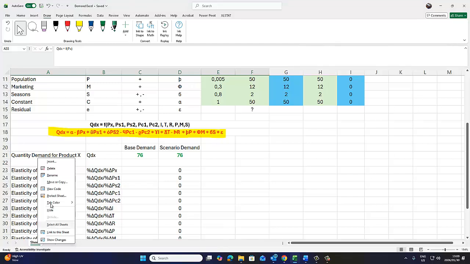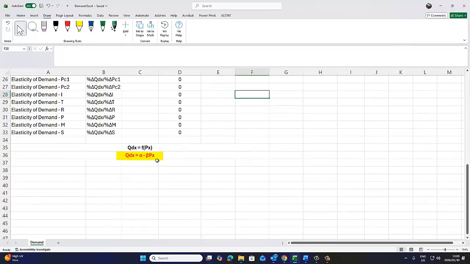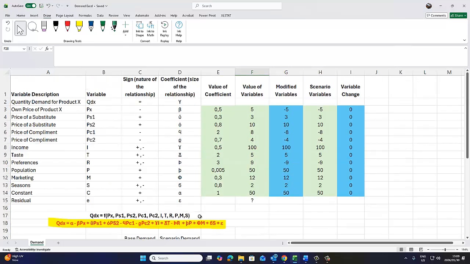So let's call this one here demand. Okay, demand. And then from there, we're going to do demand, then we're going to do supply, then we're going to do equilibrium, and then we're going to do floors, ceilings, etc. Okay, so stand by. We will continue with this.